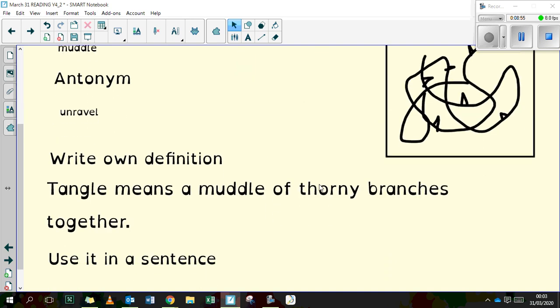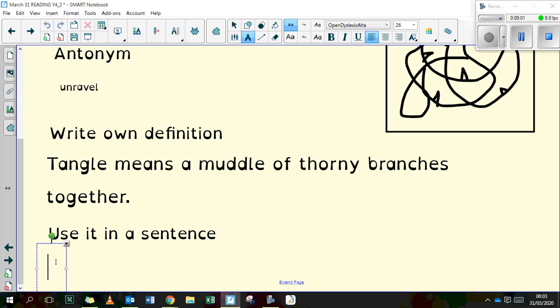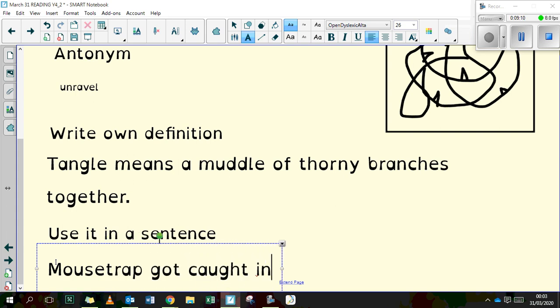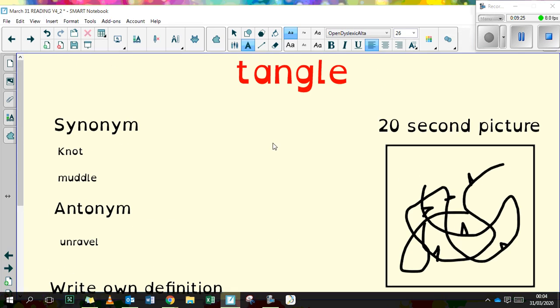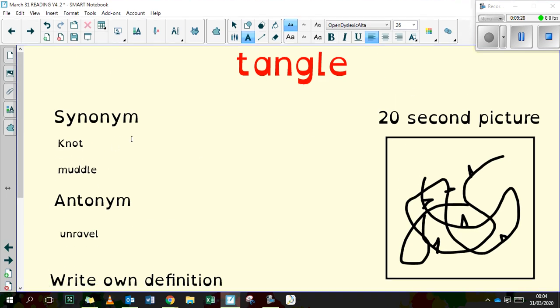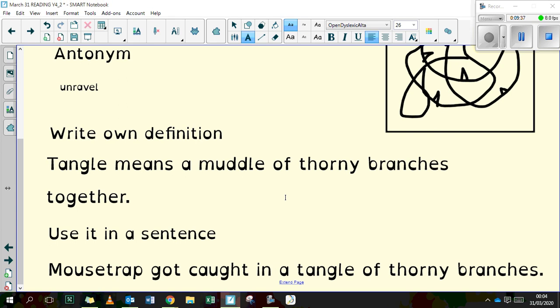And so my sentence is going to be Mousetrap got caught in a tangle of thorny branches. And there's my sentence done. Okay, so for whichever word that you choose to use, find some synonyms for that word, antonyms if you can, draw me a 20-second sketch, write your definition for that word, and use it in a sentence.